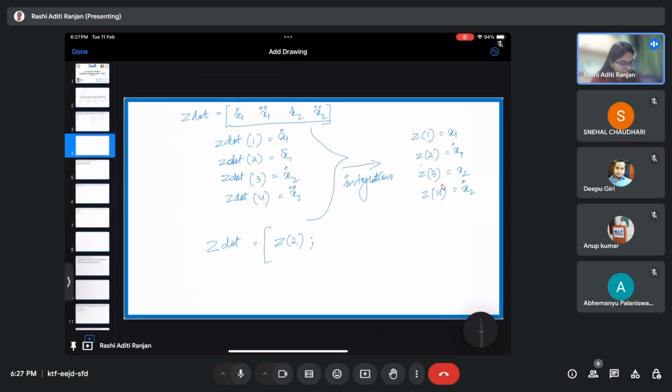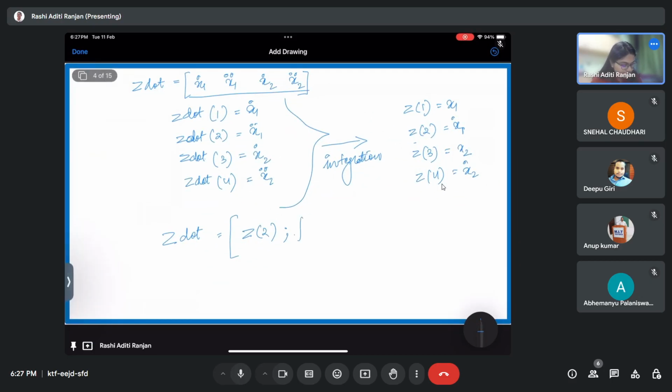So here I'll put f1. Then I'll have x2 dot. X2 dot is what? Z4 and f2. And this I'm going to integrate by the RK4 method. You can see what the equations are. You can do it manually also.